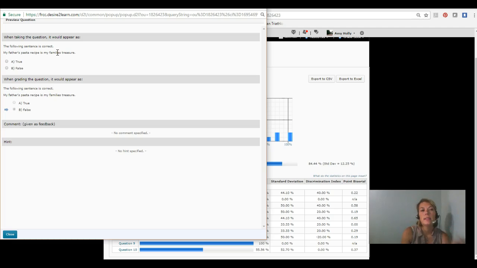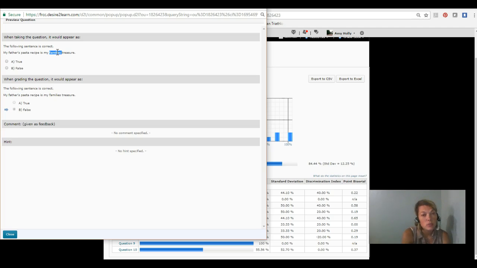But this individual referring to their family actually is going to be singular. So I don't mean my families, all of them. I mean my particular family treasures this recipe. So this is actually singular, which means there's an error here. It should be family because it's not families, it's just one family.